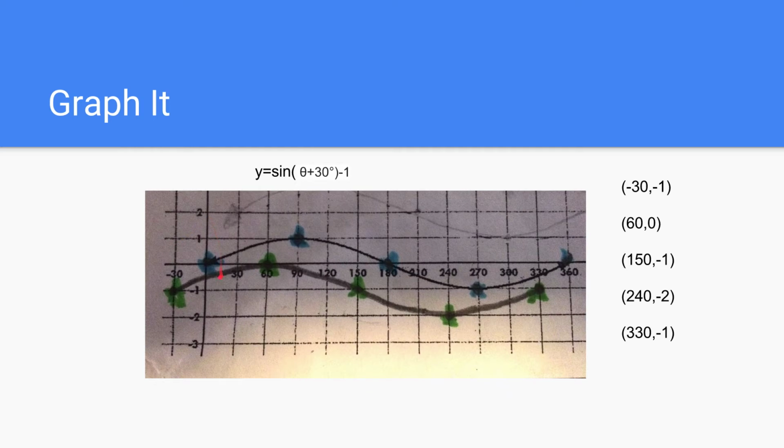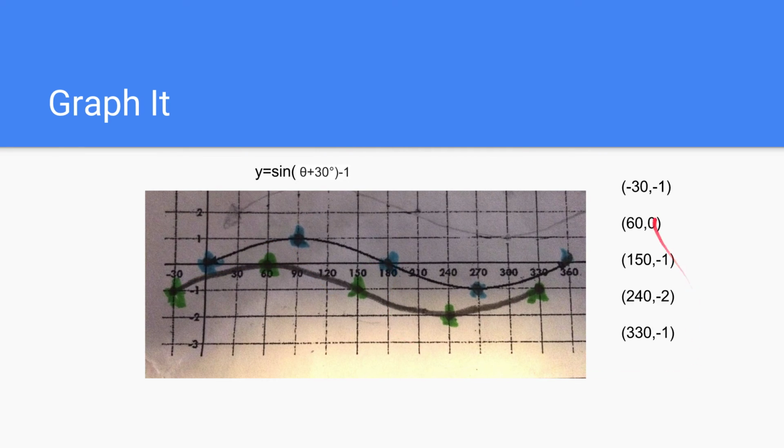As you can see, it was translated 30 units, well, 30 degrees to the left and 1 unit down. So if you take a look at this point, for example, it was 30 to the left and 1 down. Hey look, we're at our new point. And you can see it was with all of them.